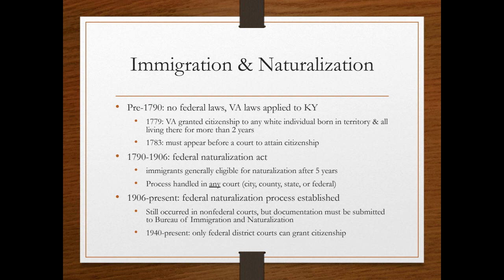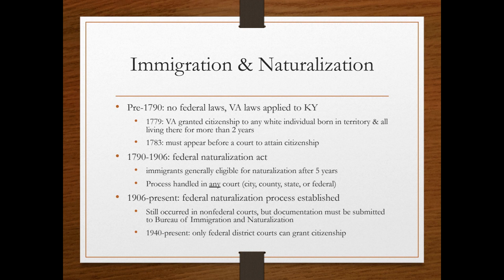In 1906, the federal naturalization process was actually established. Early on, these naturalizations could still happen in a non-federal court, but the documentation of it had to be submitted to the Bureau of Immigration and Naturalization. And then by 1940, up until the present day, only federal district courts can grant citizenship. So the only way to become a citizen is to go through the federal district court.